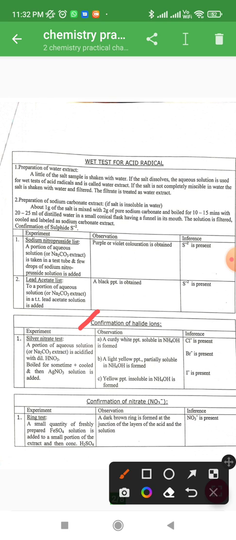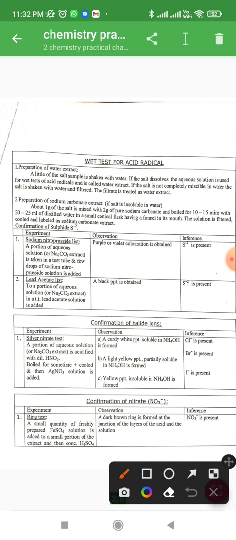Then we take confirmation of halide ion. So what is the experimental column? You have to make 3 columns as usual. A portion of aqueous solution is acidified with dilute HNO3, boiled for some time and cooled, and then silver nitrate solution is added. So here you see under halides you have 3 possible ions: chloride, bromide and iodide. Accordingly, their test observations are different. Test is same but observations are different.